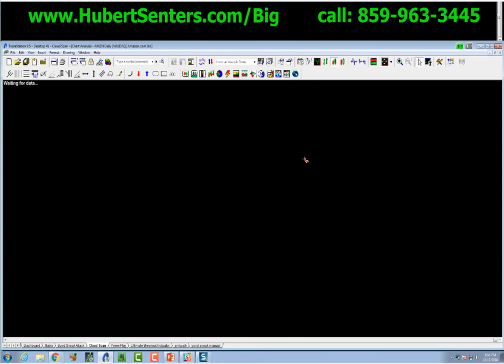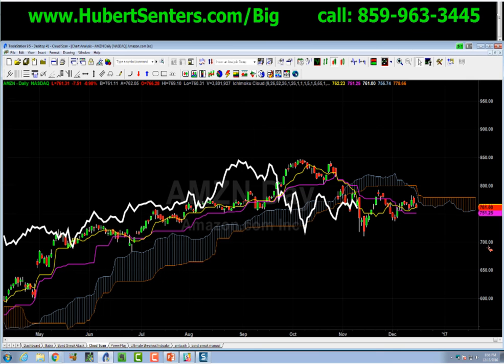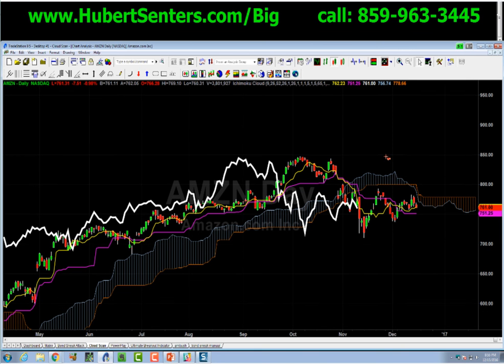AMZN. Amazon is sideways. It's doing the sideways shuffle. It's a better short than long because it's below the cloud, but it needs to break 751 to be a really good short.